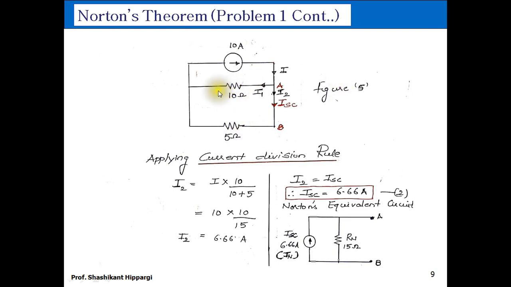So I am not interested in the current which is flowing through the 10 ohm resistance. So I multiplied by 10, see here, I multiplied by 10 divided by the summation of these 2 resistances which are in parallel to each other. So 10 plus 5, very simple formula. So if I put the value of I as 10, because this is the current which is entering the node, so 10 into 10 divided by 10 plus 5 is 15.